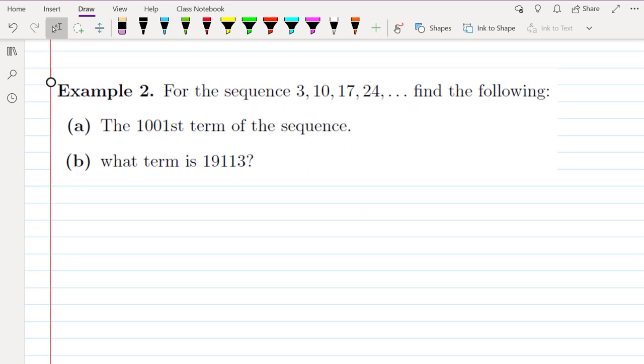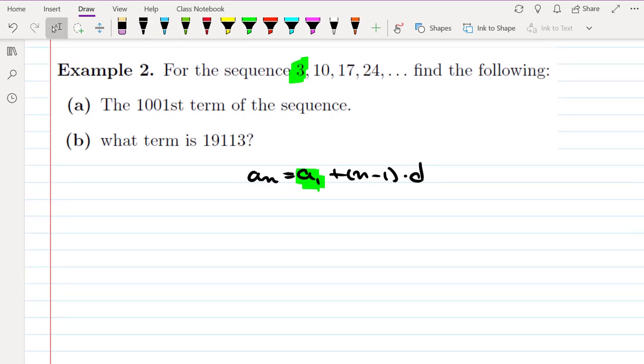For our sequence 3, 10, 17, and 24, we want to find the 1001st term of the sequence, and we want to know what term is 19,113. Starting with our formula, a sub n equals a1 plus n minus 1 times d, we need to figure out some of these things. The easy one is the first term of the sequence, the first thing in the list, which is the number 3. And now we need our common difference d.